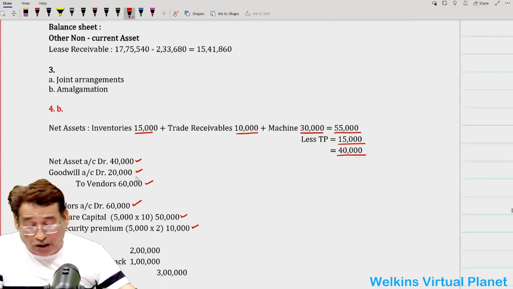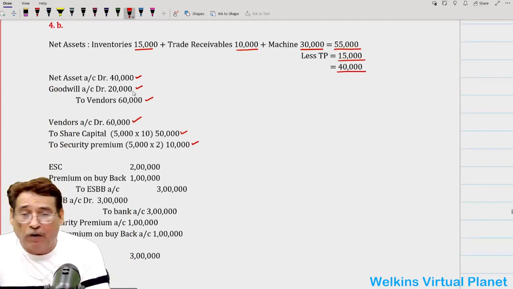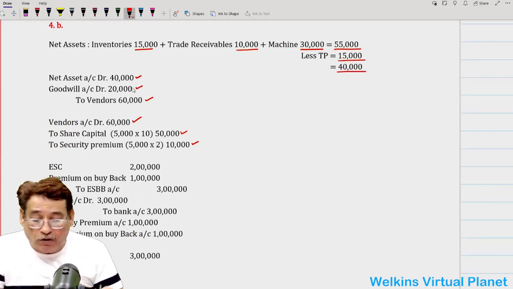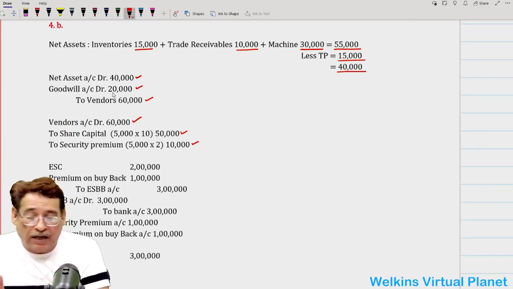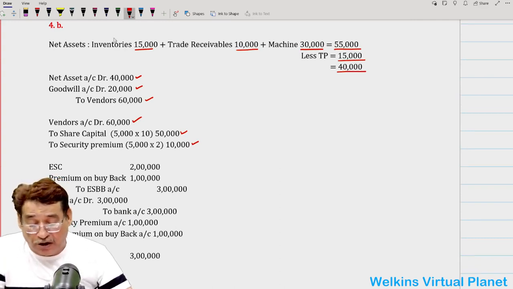And because one more asset has come in the form of goodwill, when we prepare the goodwill account, towards the debit side of the goodwill account, we will write to vendors 20,000. This is how the treatment will be done with respect to all these entries.